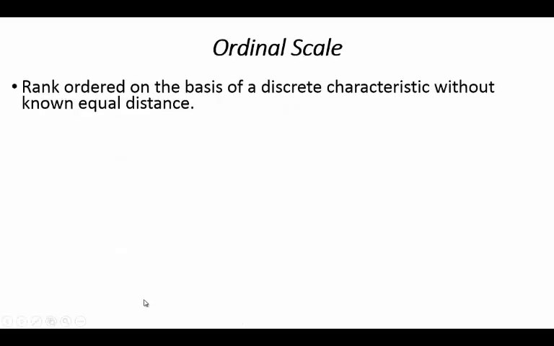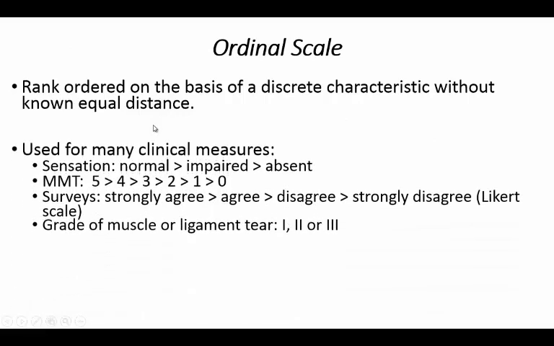Ordinal scale, on the other hand, ordinal from order, is a rank order on the basis of a discrete characteristic without known equal distance. I'll tell you what this means in just a second.